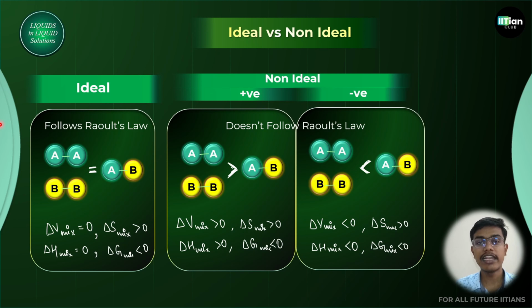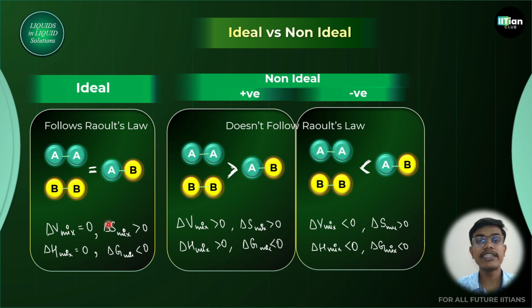In the ideal case, let's say you have two components, A and B, and the interactions between A and A, and B and B, are denoted like this. When A and B form a solution, the interactions between A and B will also be the same as when they were individually present, in the case of ideal solutions. So when we mix both, the delta V mixing, that is the volume of A plus the volume of B, will be equal to the volume of A plus B. There will be no change in the total volume of the solution.